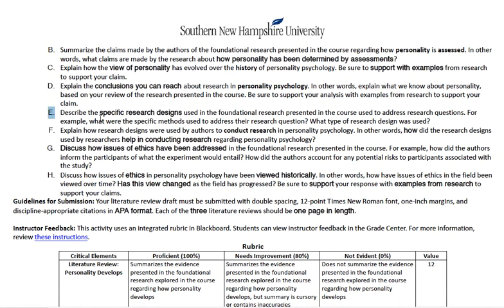For E, describe the specific research designs that were used. In other words, how did the researchers conduct their investigations, carry out their studies? This part, how did the research designs used by researchers help in conducting research? Explains in more depth the process that the researchers went through for collecting their data, for assessing the findings related to personality psychology.